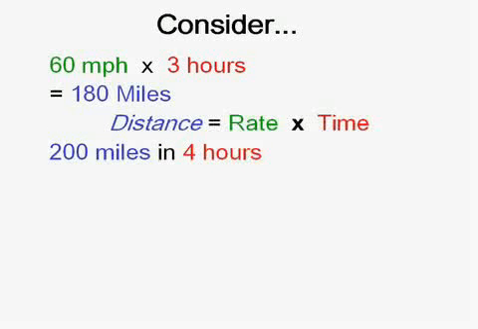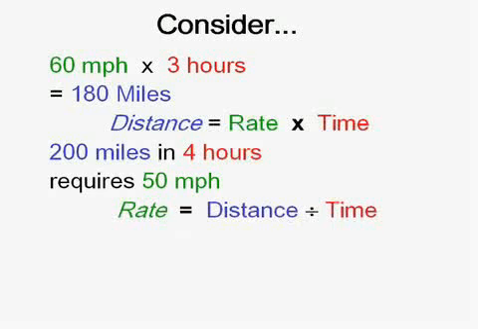What if you had to go 200 miles and you had 4 hours to do it? How fast would you have to go? Per hour, anyway. You'd have to go 50 miles each of those hours, wouldn't you? I think you already know that rate is distance divided by time. That makes sense. If distance is rate times time, we would divide distance by time to get rate.